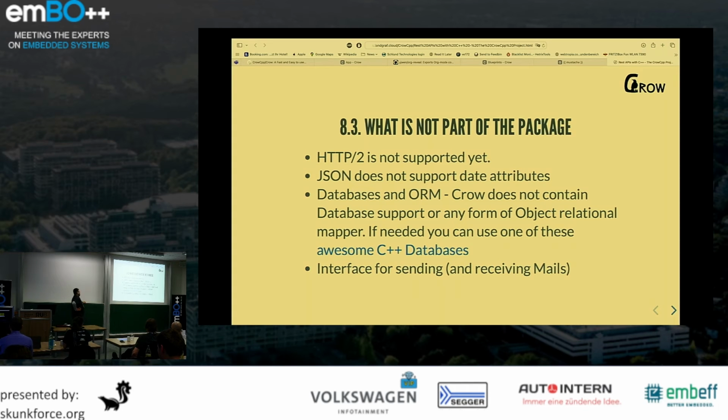Crow does not directly support databases or object relational mappers. If you need one of the existing databases, or if you want to have ORM-like structures, you have to look at the list of the awesome C++ database interfaces. Actually, nothing is supported. We also have no interface for sending and receiving mails or other stuff. It's just for HTTP. If you want to add other interfaces, you have to add other libraries.